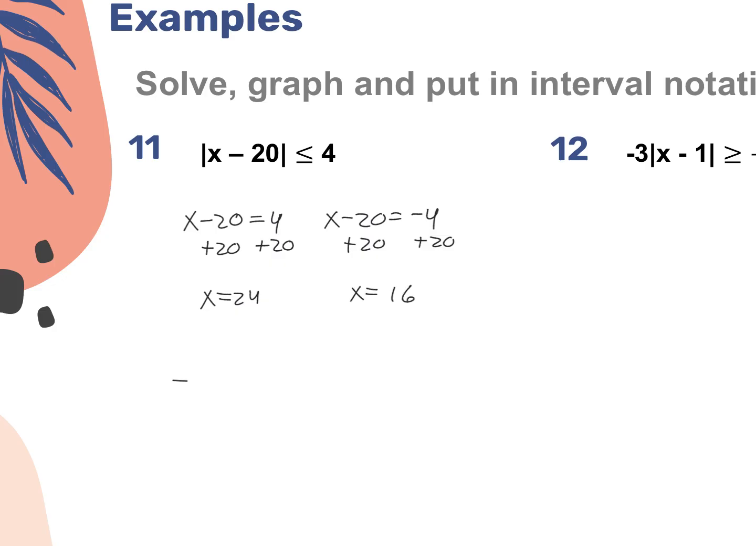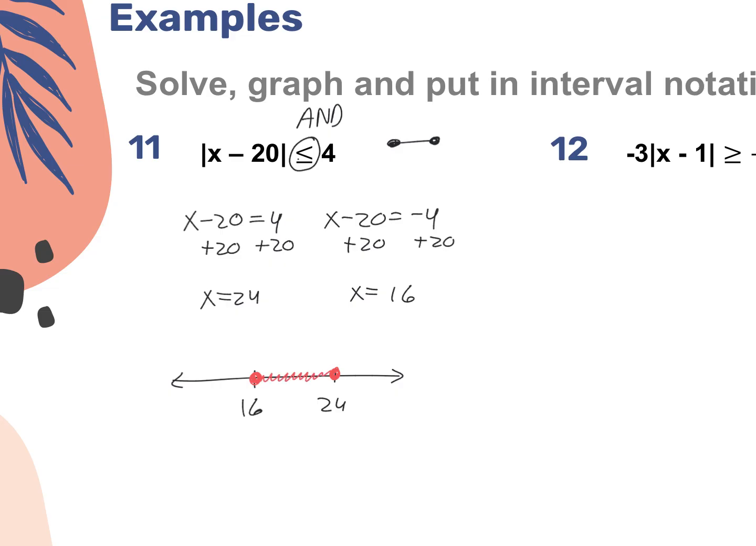Right, now again, those aren't going to be your answers, but they're going to help you graph your solutions. 16 is going to go first because it's smaller, and then 24 would go after. Keep in mind this inequality is a less than, so this is going to be an and statement. So if it's an and statement, I know I'm going to shade in between. If you're comfortable with that, you can immediately put your closed circles and then shade in between.